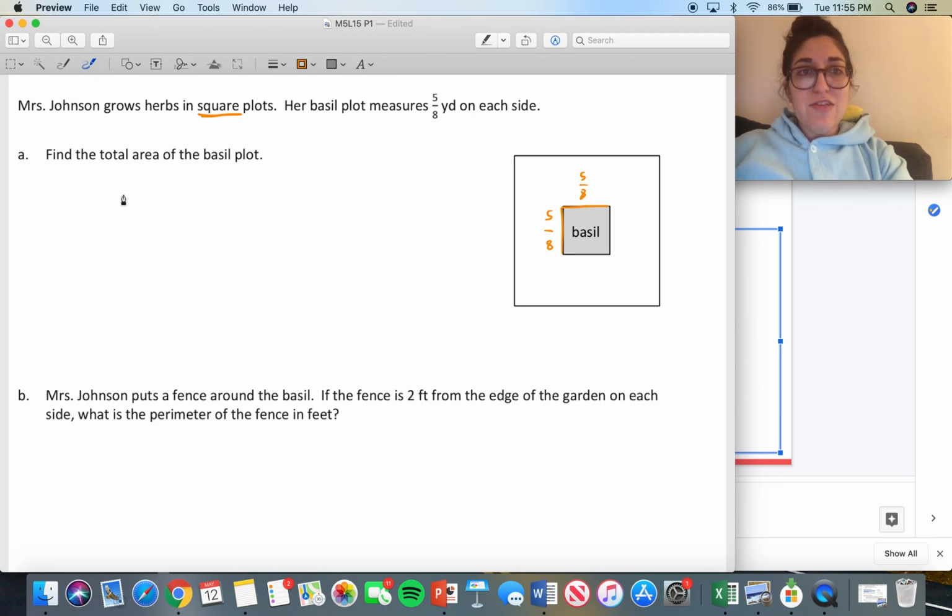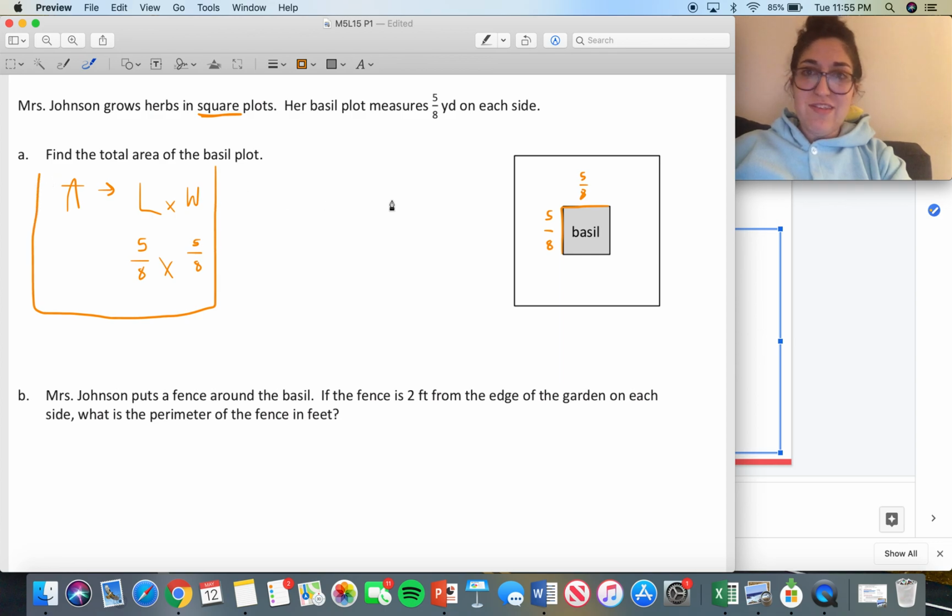Part A says find the total area of the basil plot. So area we know is length times width. So all I'm doing here is 5/8 times 5/8, and that's something that I would love for you to continue to work on your own, right? So you get the answer by doing 5/8 times 5/8. If you don't know why we're doing 5/8 times 5/8, either go back and look at previous videos or come see me in office hours, all right? Now let's get on to part B.